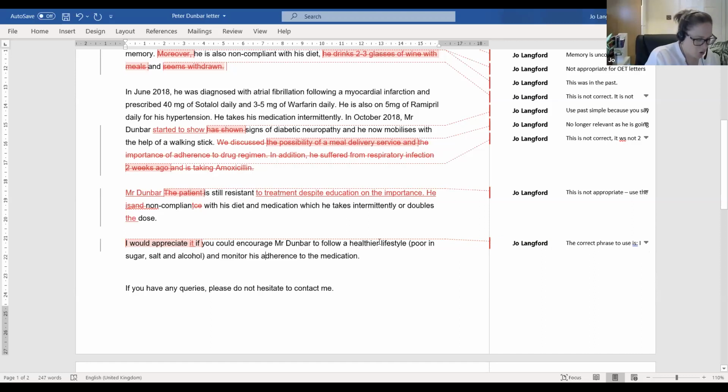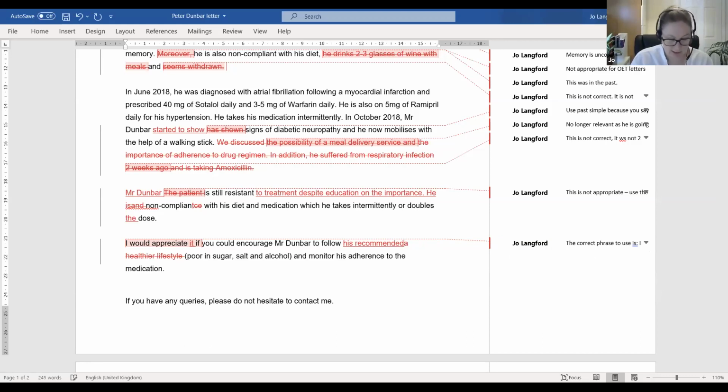This could be considered a little bit judgmental because you're saying healthier. Even if it's true, I would perhaps make it more factual to follow, let's say, his recommended diet. Okay, and monitor his adherence to the medication. Fine.